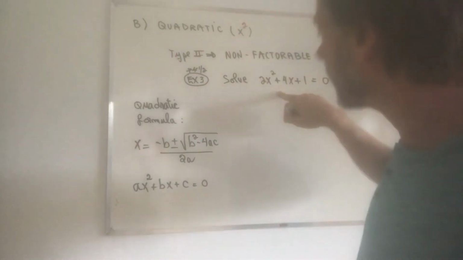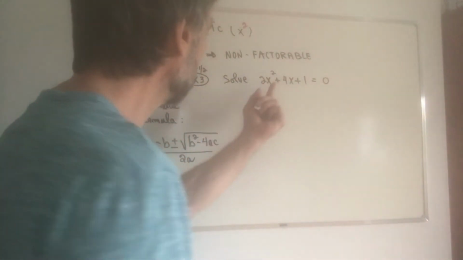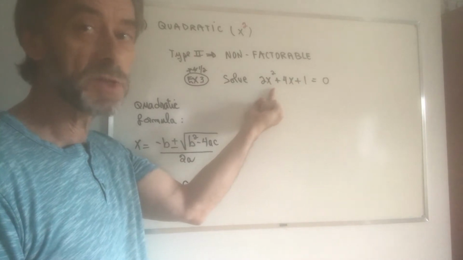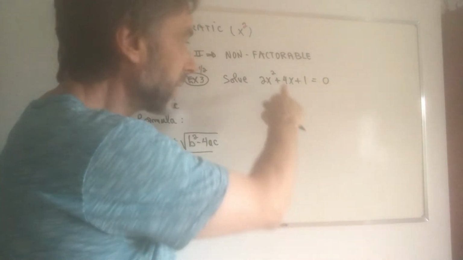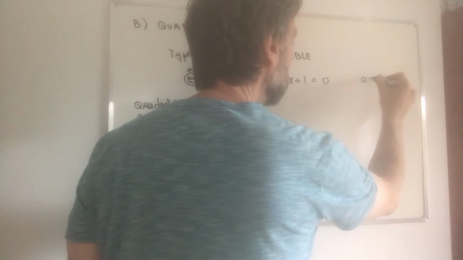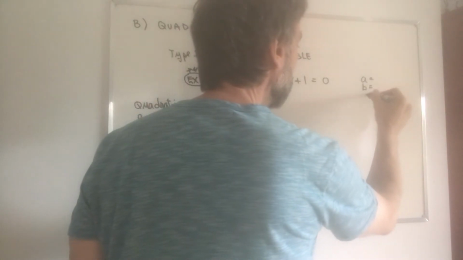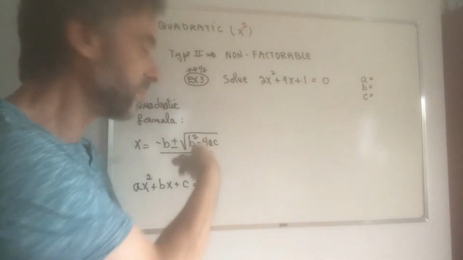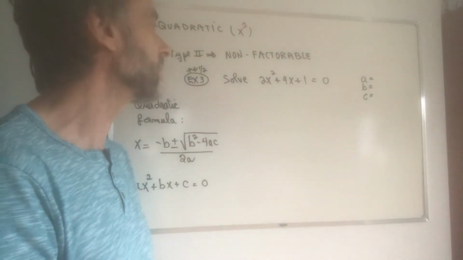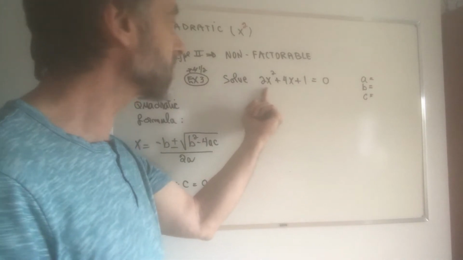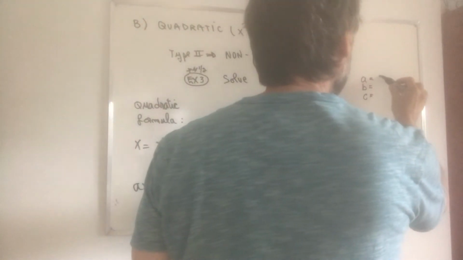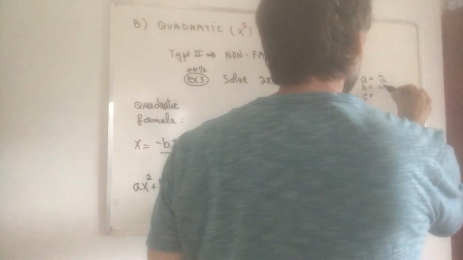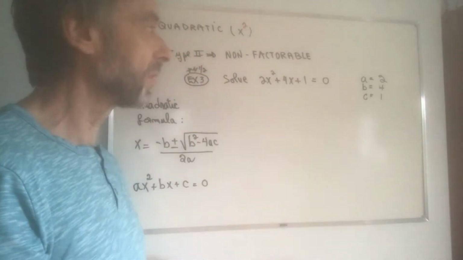So let's take a look at what we have over here. It can't be factored, but maybe the quadratic formula can tell us what the x's are to solve the equation. First, what I'd like to do is extract the values of a and b and c. Because if I do that, then I won't have to think too hard, just plug them into the equation and let it do its magic. So a is the coefficient of x squared, so a is 2. b is the coefficient of x, 4. c is the constant term, 1.